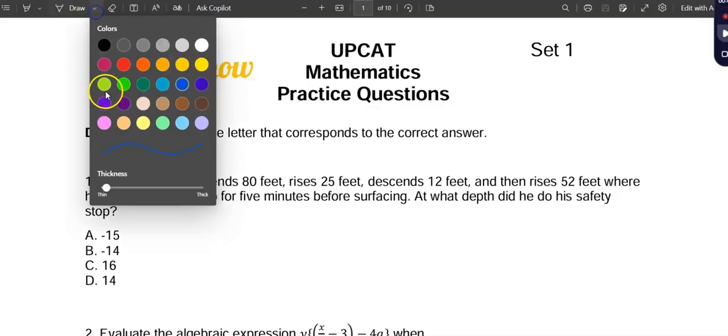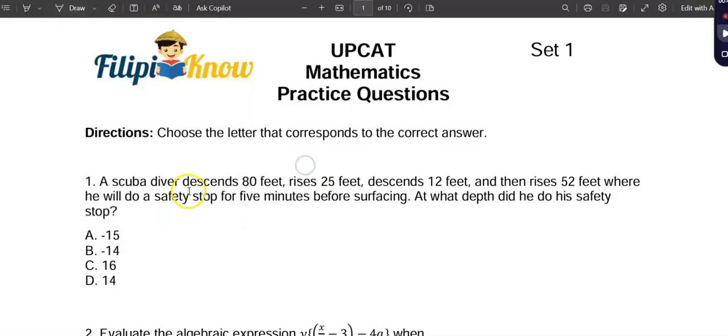Now, always remember, when you see this kind of problem, you have descends, rises, again, the same thing, descends and rises. Always remember your integers. What are integers? Let's review a little, no? So, integers are composed of positive numbers, the counting numbers, the whole numbers, including zero, and of course, the negative ones.